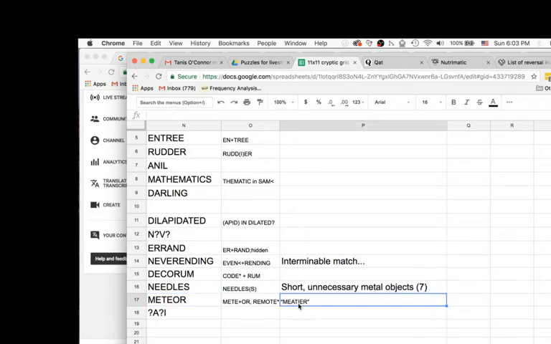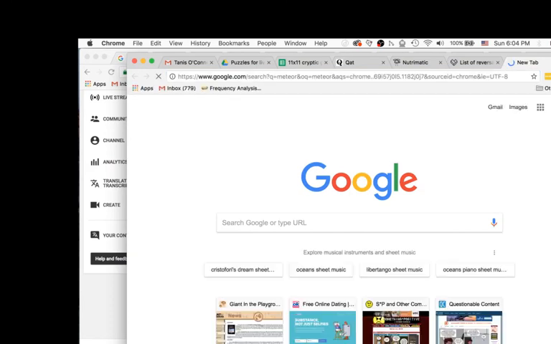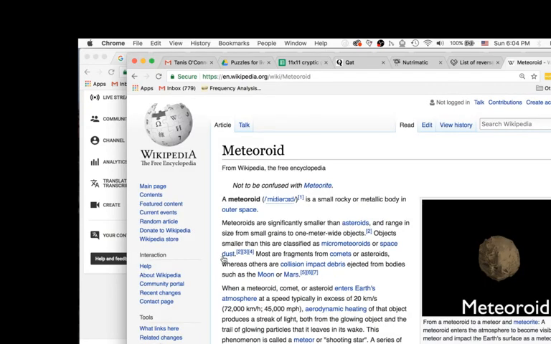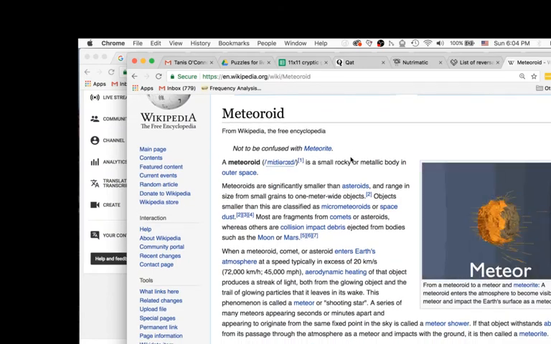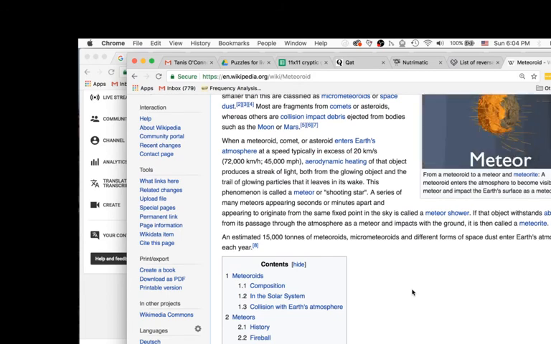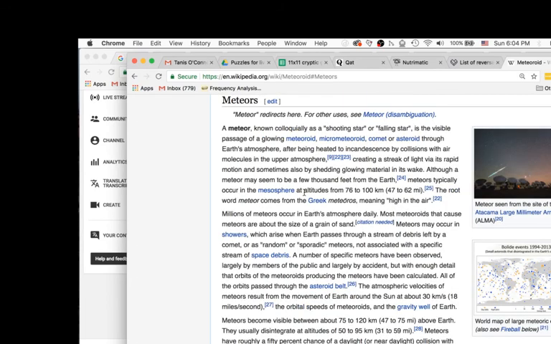So let's go with something remote object in. Let me get this right. I forgot the difference between all of the different meteor things. Meteoroid. What? Okay, a meteor is the visible entering. A meteor is a shooting star. Okay. As opposed to just some random rock in space that hasn't yet gotten to the atmosphere.